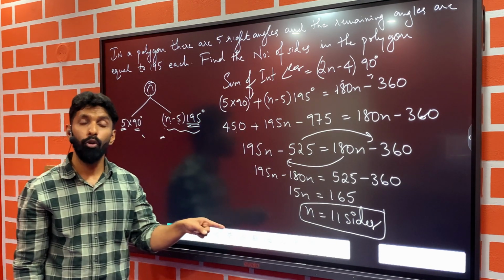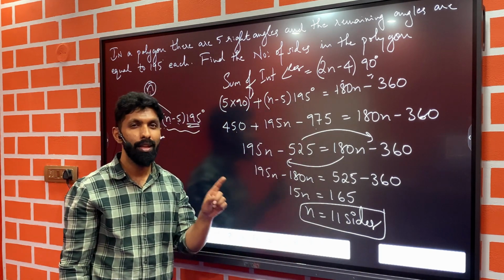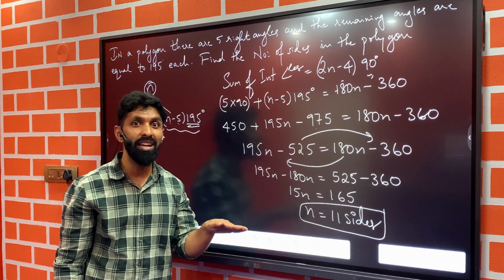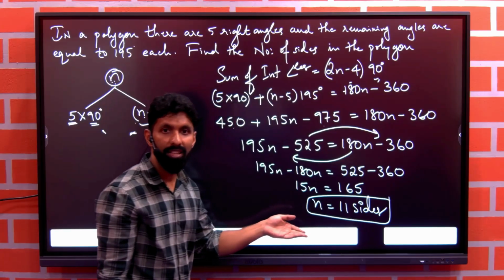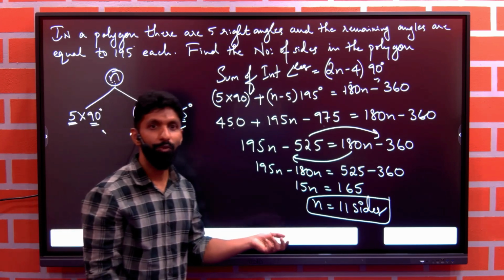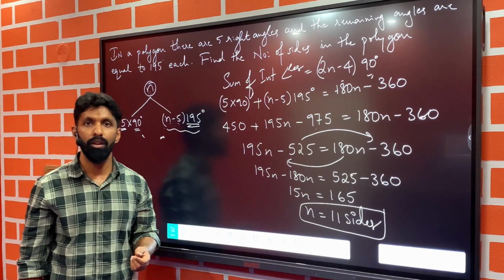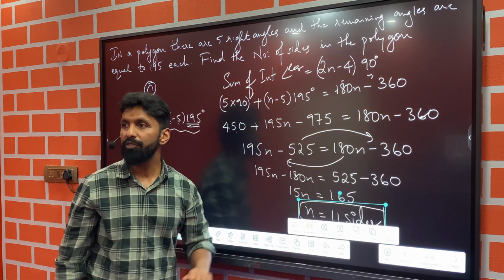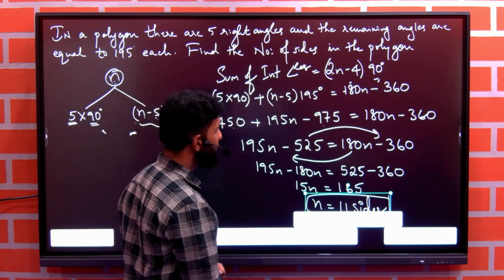How do I get to know my answer is right? The only way to understand my answer is right is that the number of sides can never be a decimal answer. It has to be a whole number answer. You cannot have a polygon with 3.75 sides. It's like saying 3.5 people are walking on the road, isn't it? So the number of sides is always a whole number. So let's try more questions.